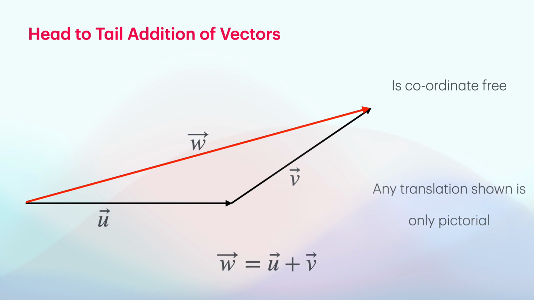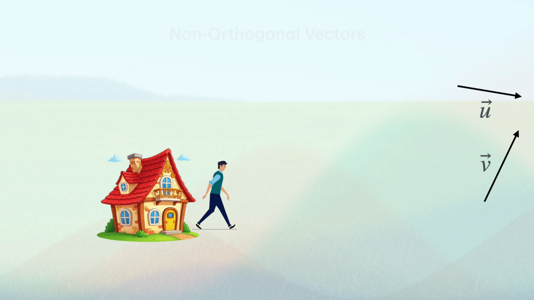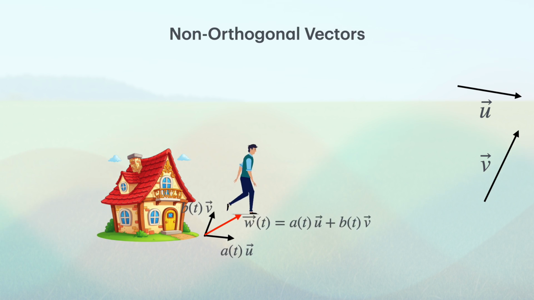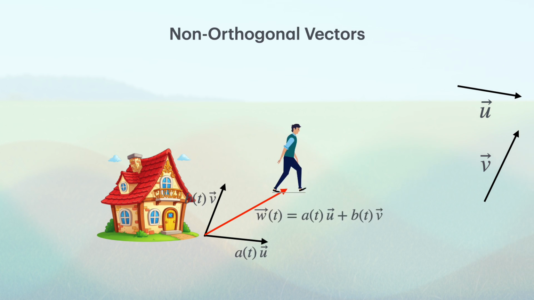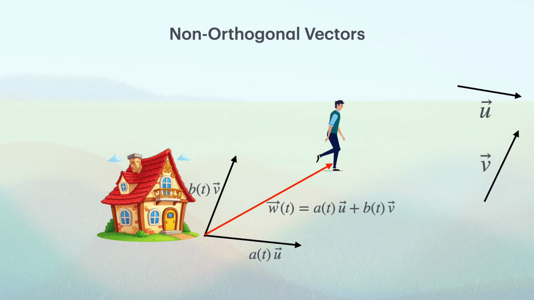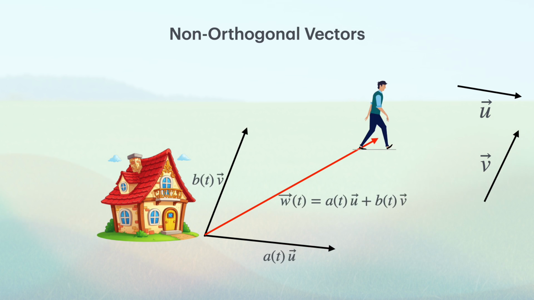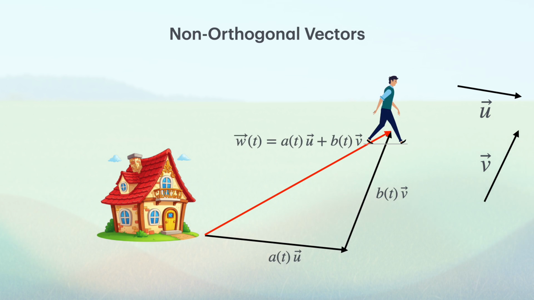Another important point is that vectors are free to move around. By definition, they start at the origin, but for visualization, we can place them anywhere in the space without changing their meaning. In fact, we can use any two vectors to describe our motion. In this example, we are applying a time-dependent scaling to vectors u and v, the sum of which is the time-dependent vector w. We will see how this works out numerically in future videos.